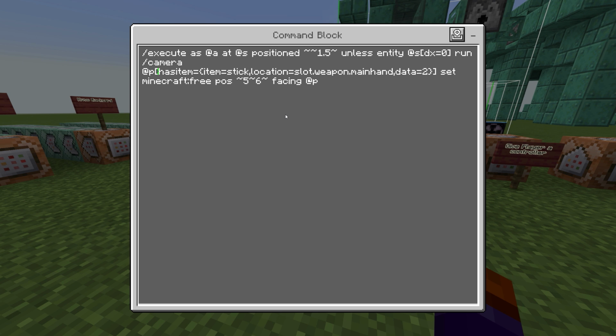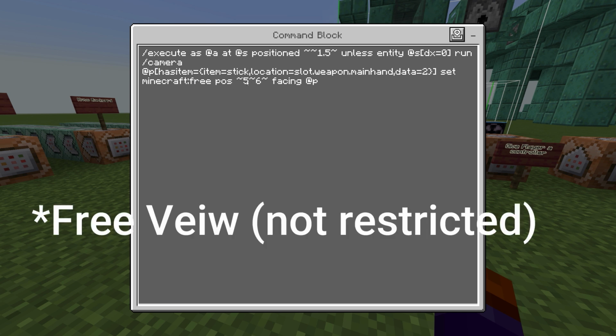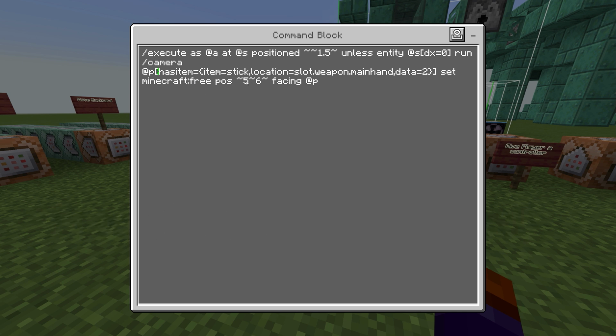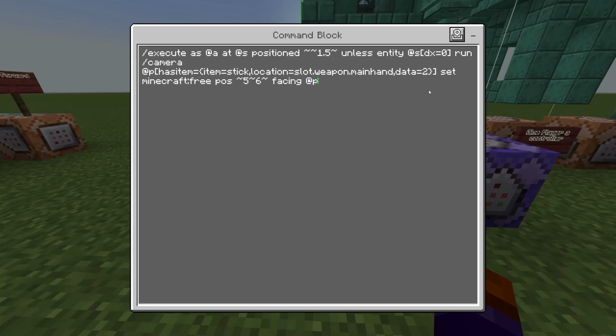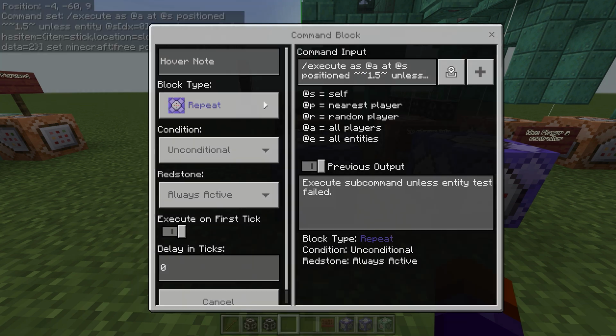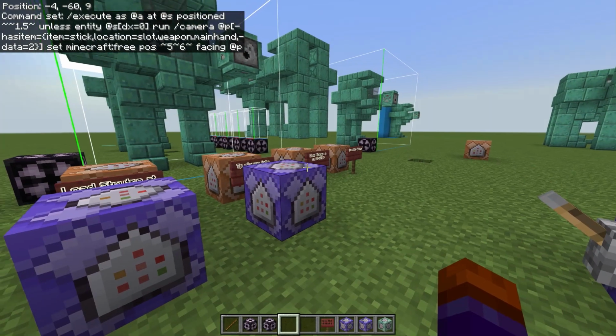If they have an item in their main hand of data 2, and then set their camera to Minecraft free, so that's the free camera, and then position, I think it's the X value at flow 5 on the X-axis. It goes to the left, I think, and then 6 up on the Y value. And then it faces the player. So that's how I get the camera angle that I just demonstrated.